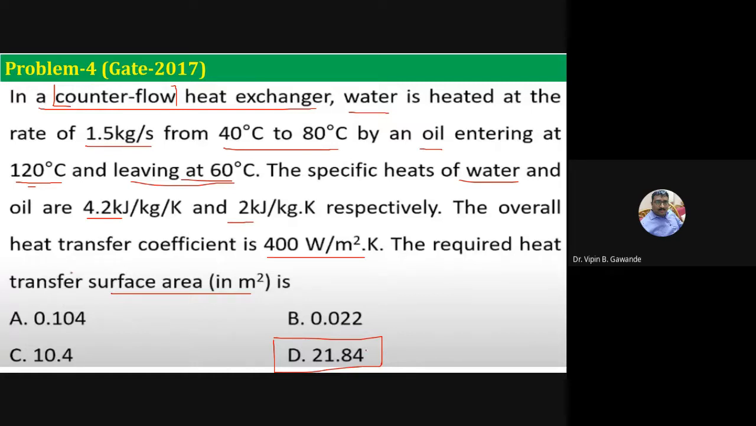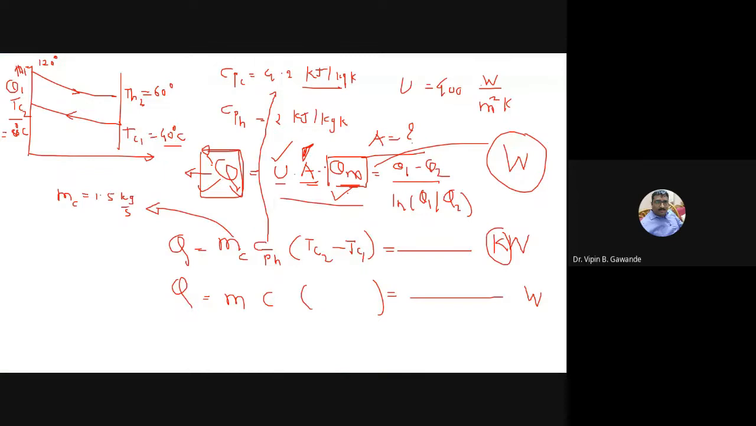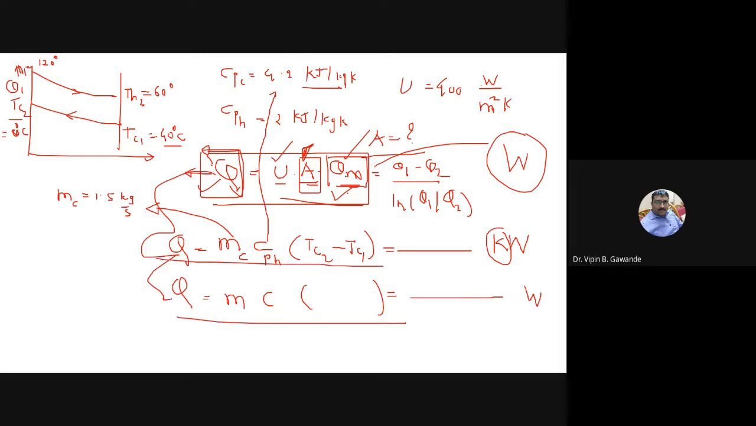Okay, so this is again a simple thing. What we have done: area we have to calculate. The area term will come in the total heat transfer, so q is equal to U A theta m. U is given, theta m we have to calculate, and q we have to calculate. Q you can calculate using these two equations, and theta m value we can calculate using the formula theta 1 minus theta 2 over ln theta 1 over theta 2.